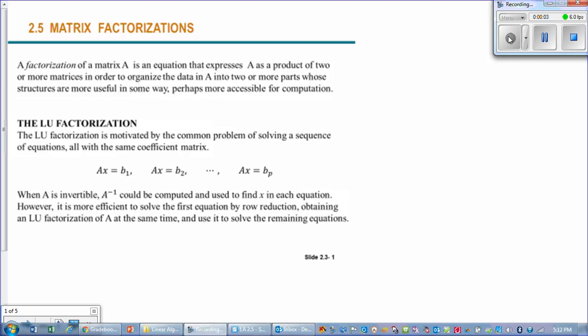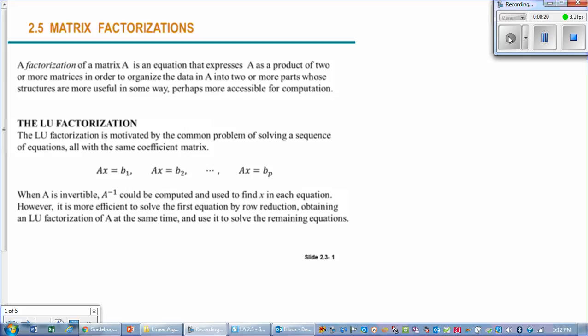Okay, a factorization of a matrix is an equation that expresses A as a product of two or more matrices. So what we're going to be doing is looking at ways to factor a matrix. Now the reason to do that is that sometimes it helps break it down so that it's more manageable when you're doing calculations with it.